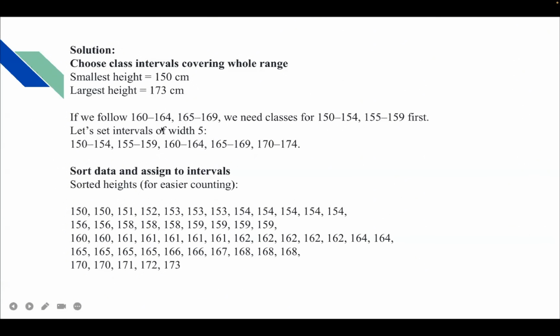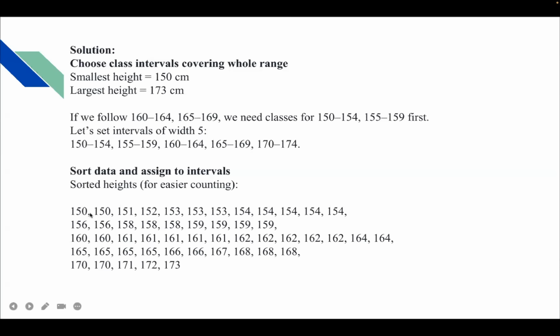So if we follow 160 to 164 and 165 to 169, we need classes for 150 to 154, 155 to 159, and so on, up to 170 to 174, so that we can capture the least, which is 150 centimeter, and capture the highest, which is 173 centimeter, because 150 will fall into 150 to 154, and 173 will fall between 170 and 174. So now let's sort the data and assign to intervals, sorted heights for easier counting.